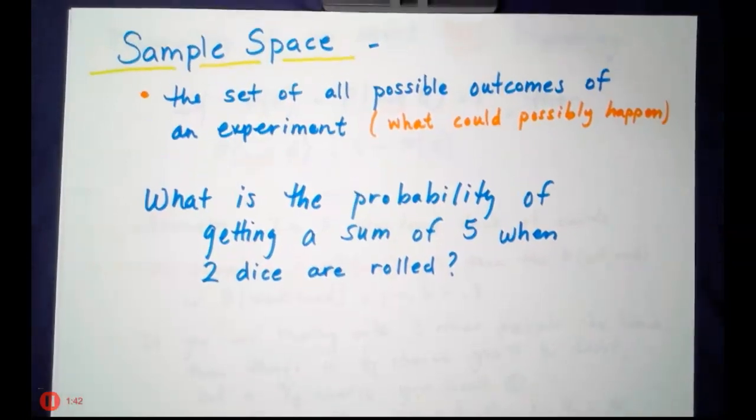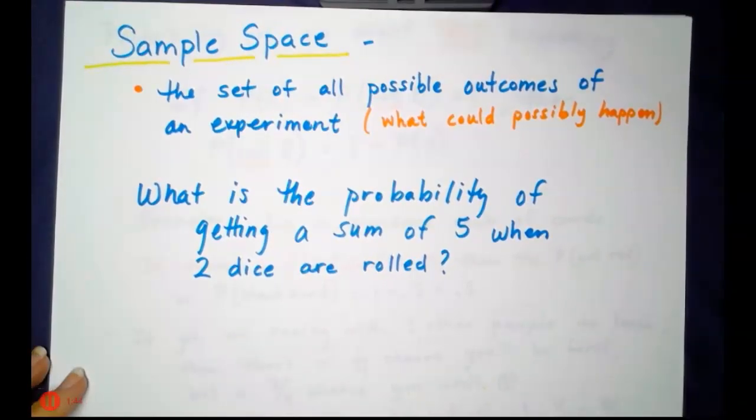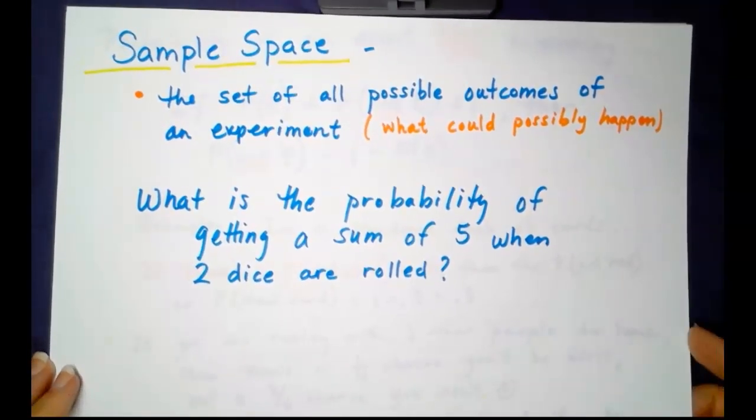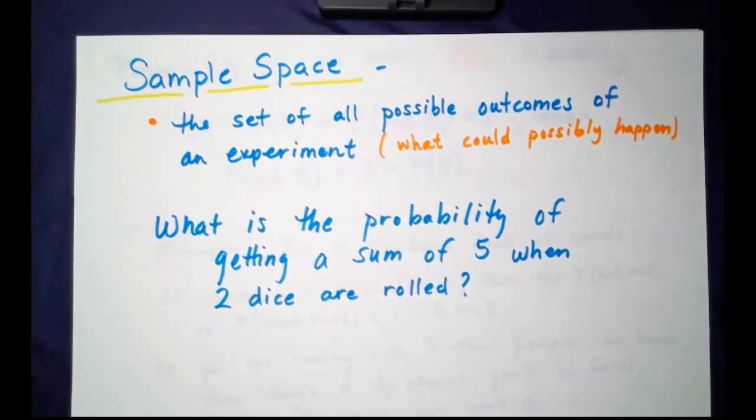So here's a little bit more vocab. The whole idea of a sample space. A sample space is just the set of all possible outcomes of an experiment. It's the what could possibly happen when you are computing probability.